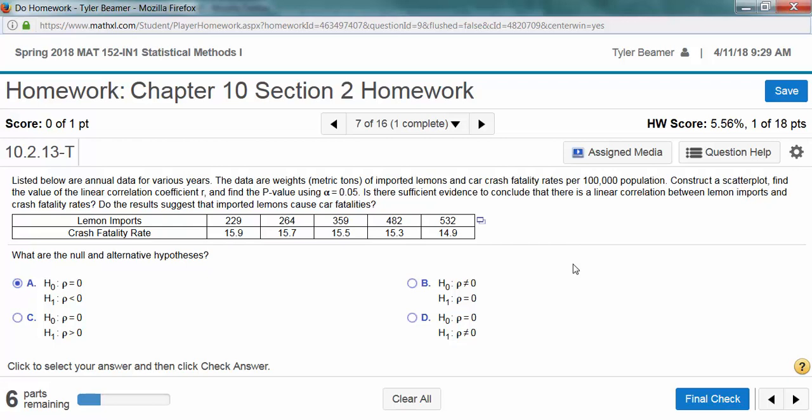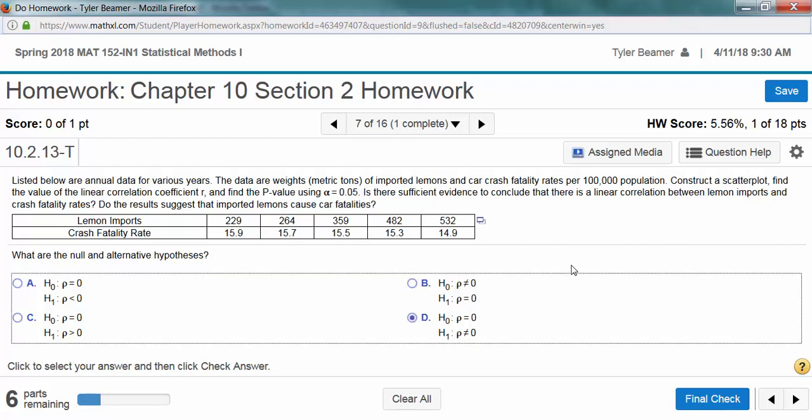So first thing, identify the null and the alternative hypothesis. Since we're doing a linear correlation t-test, the null and alternative hypothesis here are not going to change. It's pretty much always going to be answer D, where the null is rho is equal to 0, which implies there's no linear correlation, and then we're trying to prove otherwise with the alternative hypothesis that rho is not equal to 0.